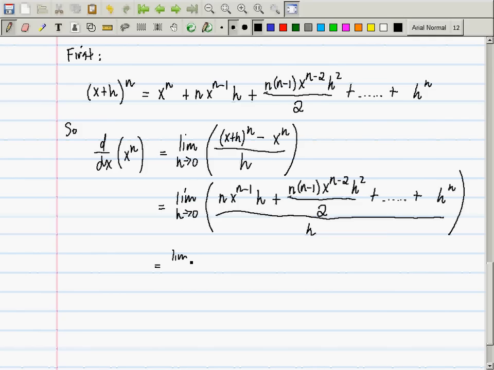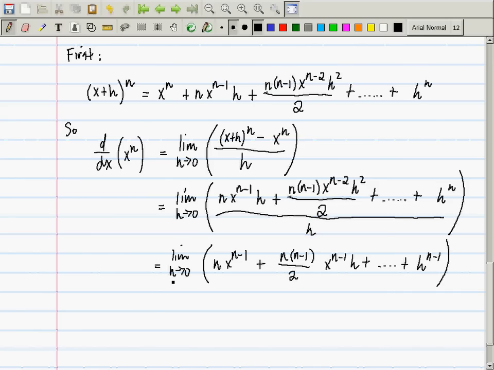So this is the limit as H goes to 0 of n multiplied by x to the n minus 1. So I canceled that H. That H went away. And then plus n multiplied by n minus 1 over 2 multiplied by x to the n minus 1 plus h, multiplied by h, and then plus a bunch of terms that don't matter, plus h to the n minus 1. Okay, so this is the expression after I factor an h out and cancel it.